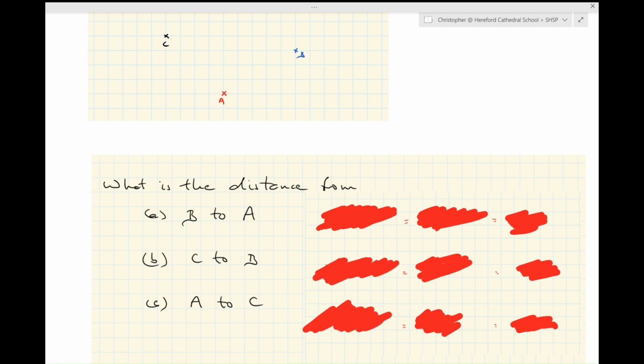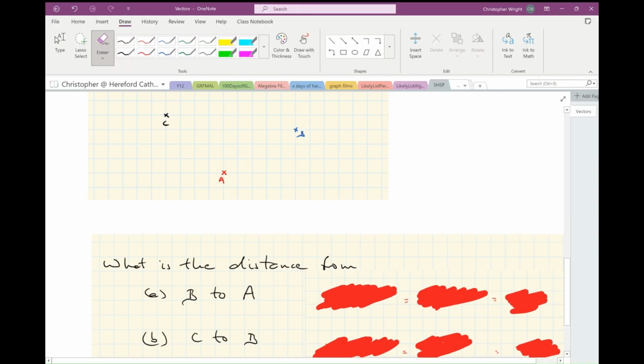Right, B to A, that is this vector here. So if I'm going from B to A, then that's the hypotenuse of a right angle triangle, which has measurements of 3 and 5. So the distance is going to be the square root of 5 squared plus 3 squared, which is the square root of 34, which is 5.83 to 3 significant figures. Let's have a look at the next one.